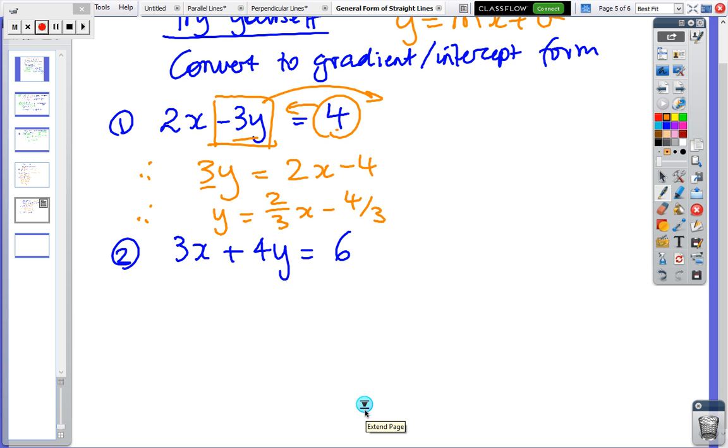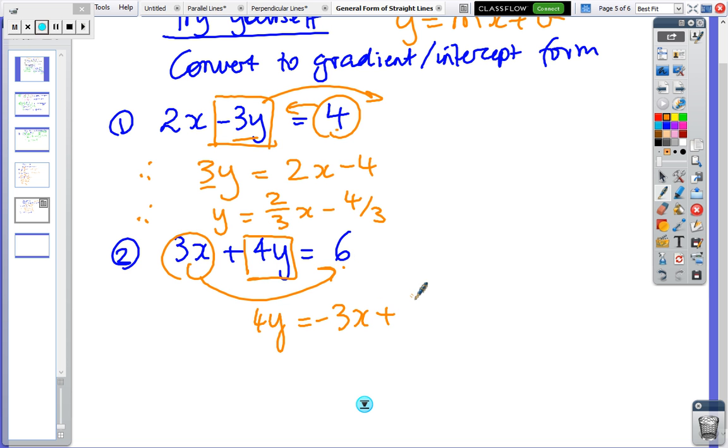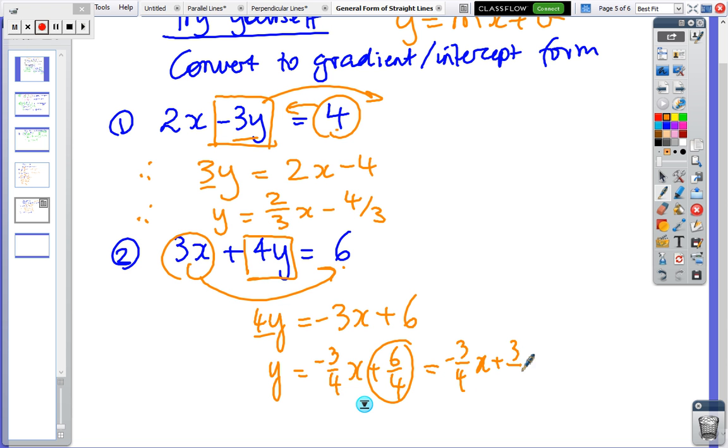In the next one, y is positive, so don't move it, so move the x. So 4y equals minus 3x. 6 hasn't moved, so it stays 6. Then divide by 4. 6 over 4 can cancel down to 3 on 2. So your final answer is y equals minus 3/4 x plus 3 on 2.